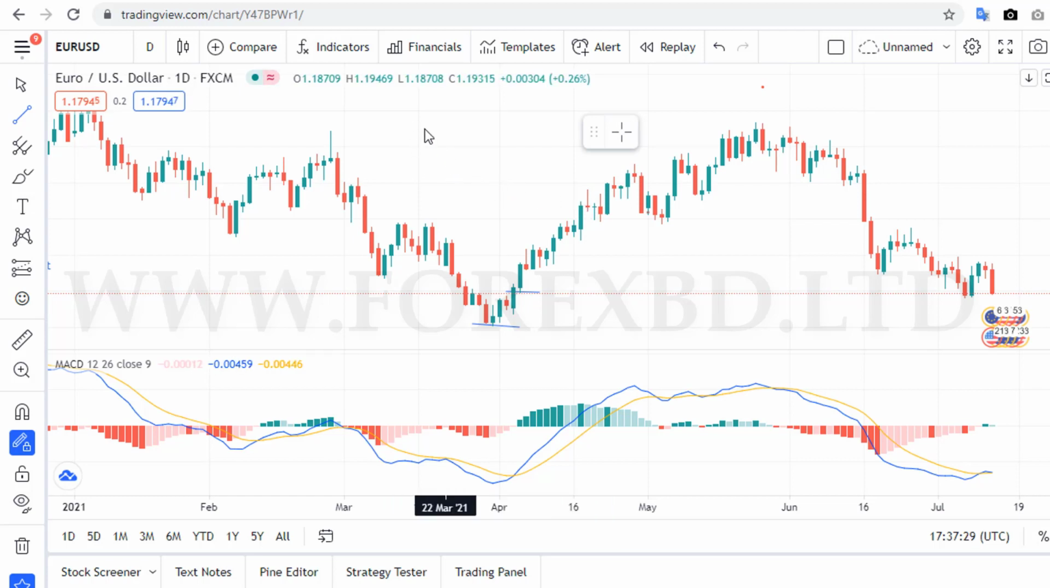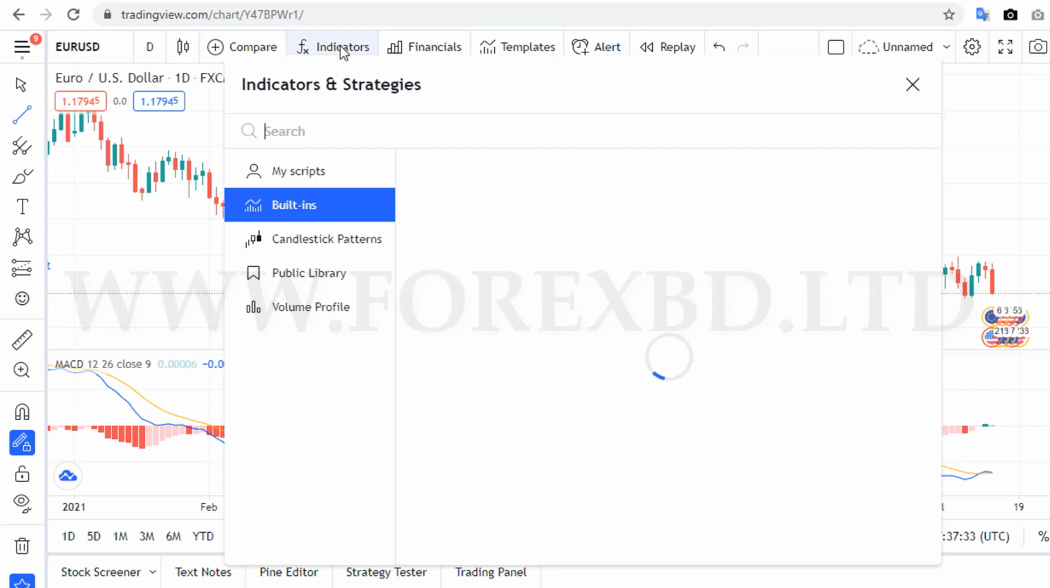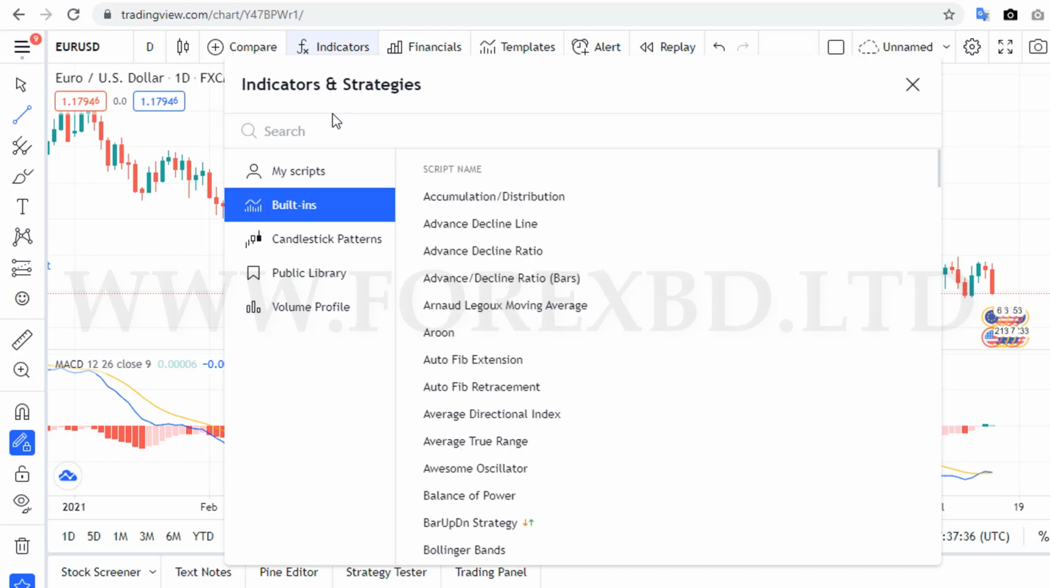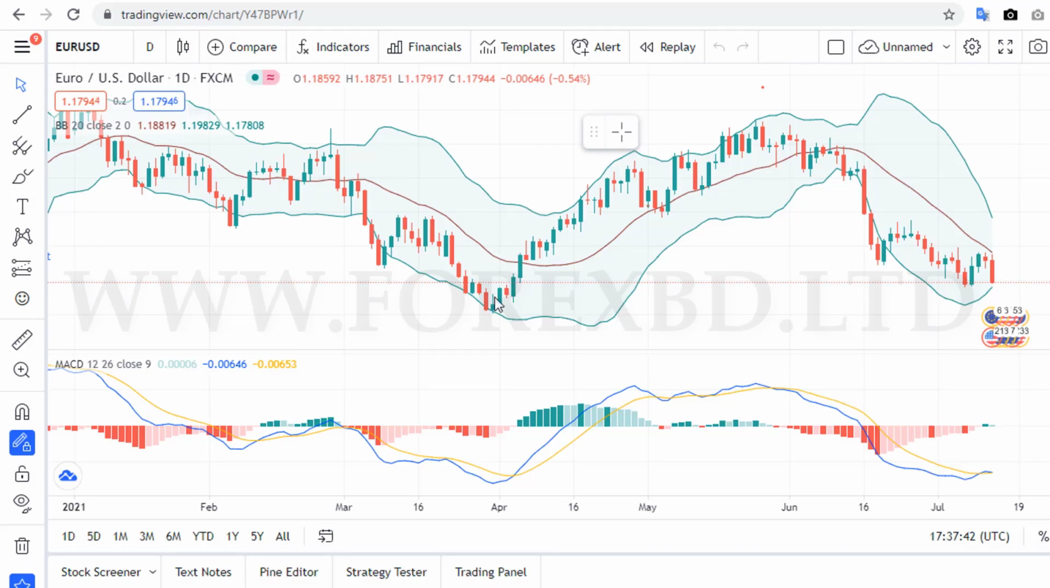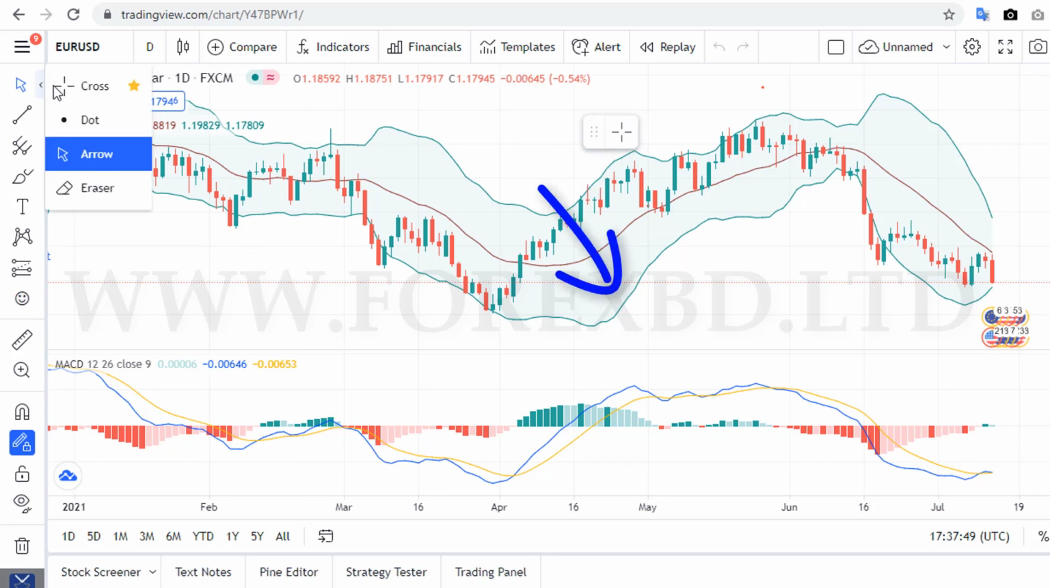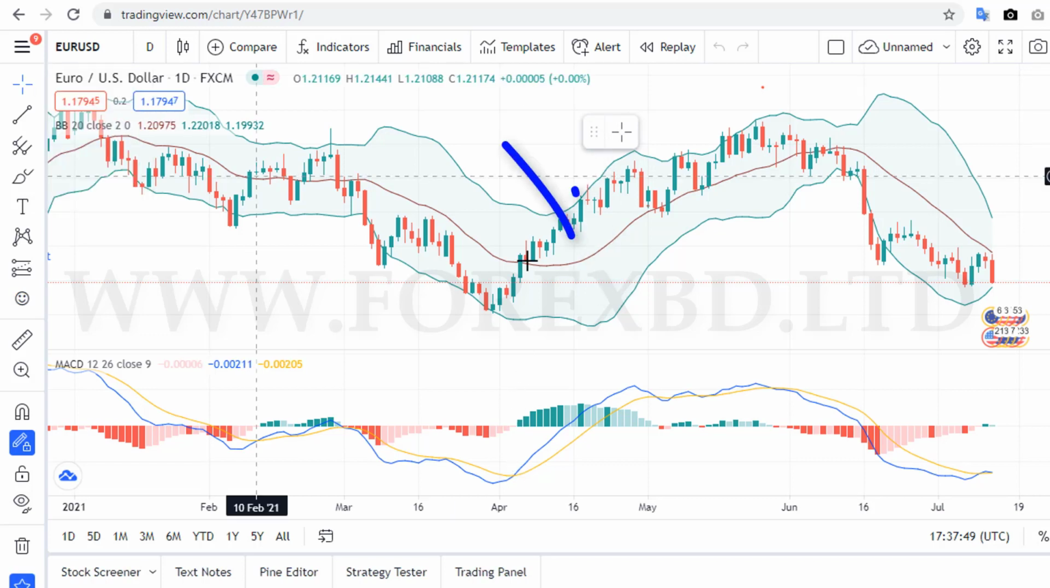To draw Bollinger Band, first click on the option called strategy and indicator, then type Bollinger Band. Search and click here, and it will be drawn. When you see MACD crosses the signal line and going up, that is when you take a buy order. Check the Bollinger Band to see if the market is in the lower band. This line is called the upper band, this line is called the lower band, and this line is called the middle band.